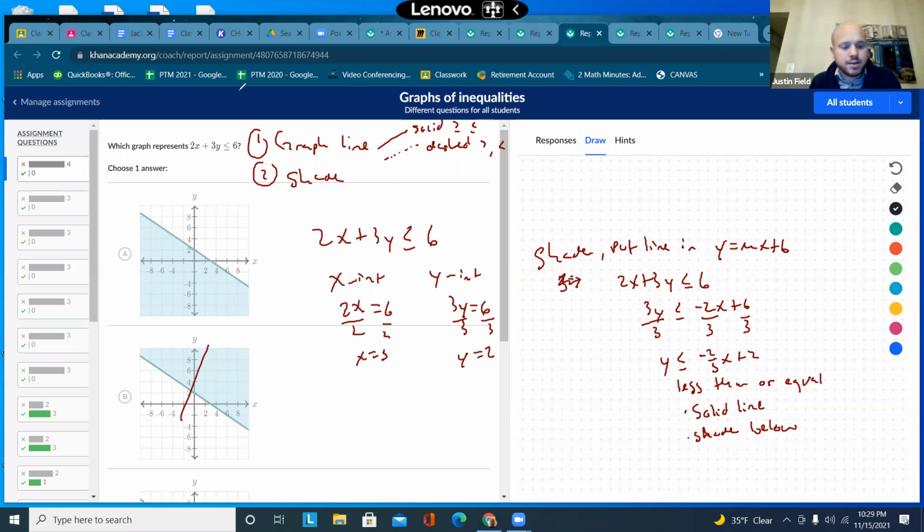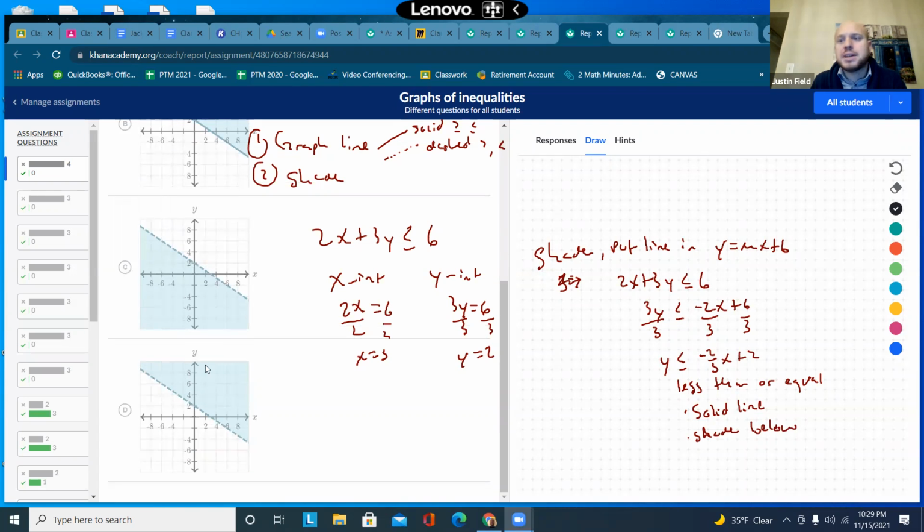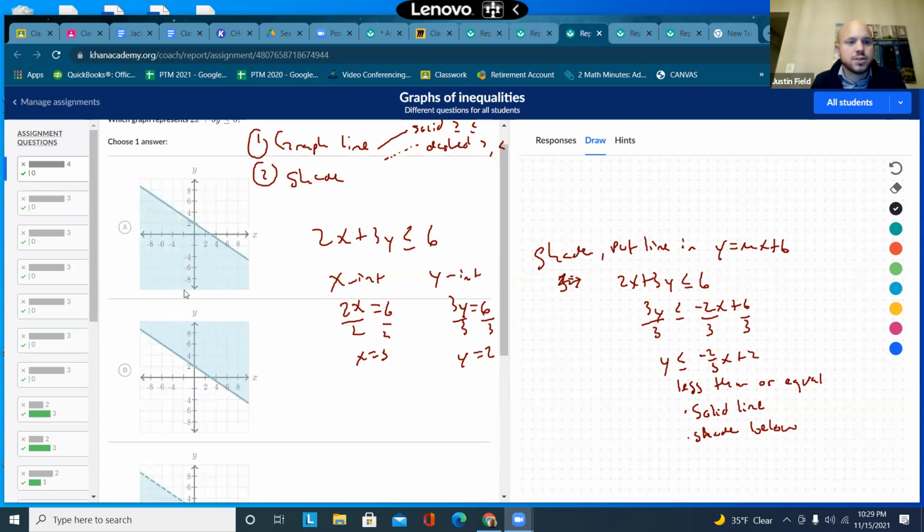So it's not this one. You can tell that. Let's go down and see. And these two are dashed lines, so it's not those. So you see it must be A. Let's look at the intercepts. We have an x-intercept at 3, yes we do, and a y-intercept at 2. It's a solid line shaded below. So the answer is A.